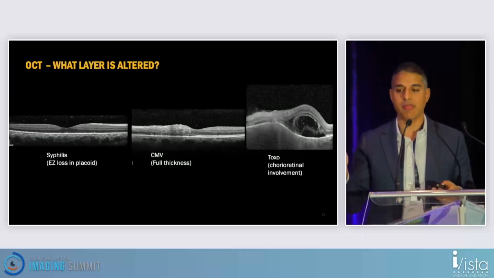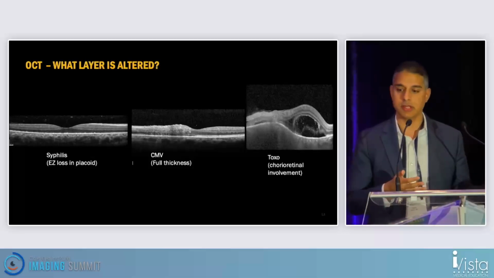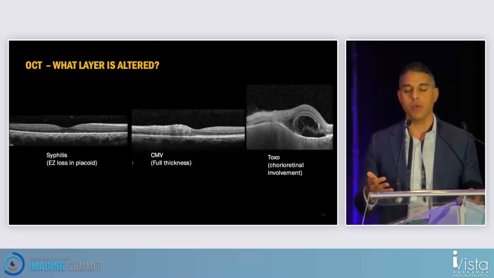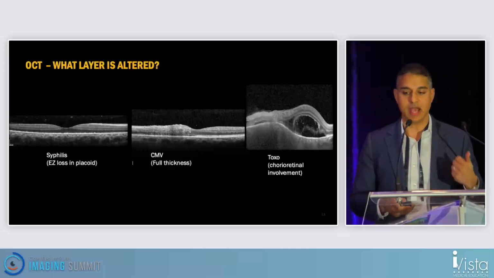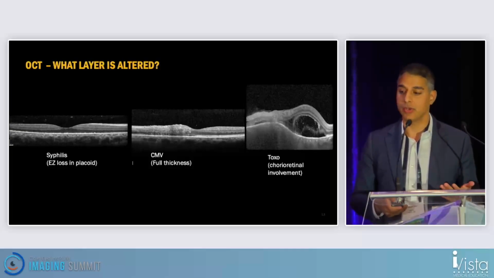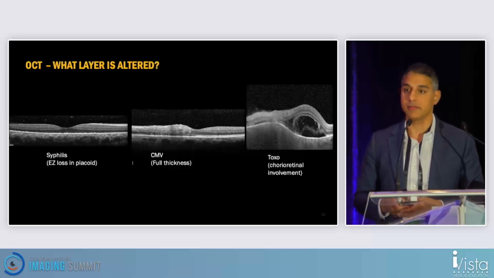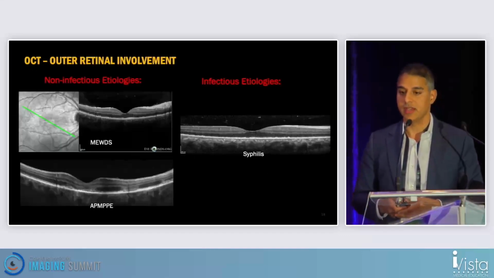So when you think about the OCT, always try to put the OCT over the pathology and then ask yourself what layer is affected. Is it the outer retina? Is it full thickness? Or is it choroidal and retinal involvement, like in a toxo case? So here are some examples.